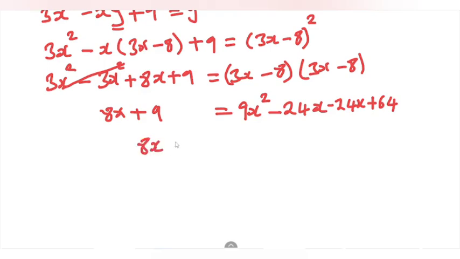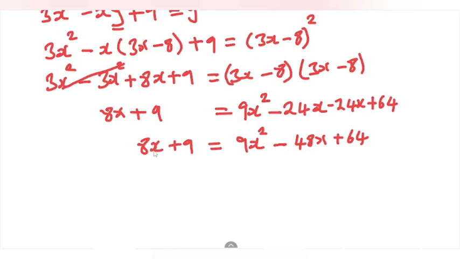8x plus 9 is equal to, so we can simplify on the right hand side. You can have 9x, negative 24x minus 24x. This will give us negative 48x, then plus 64. Okay, so this is what we are going to have.